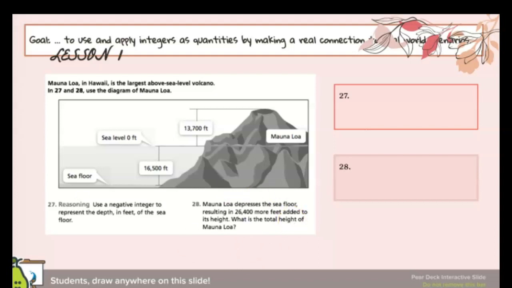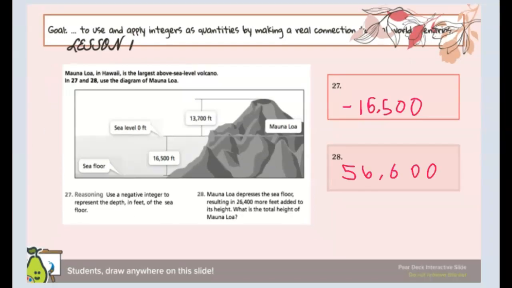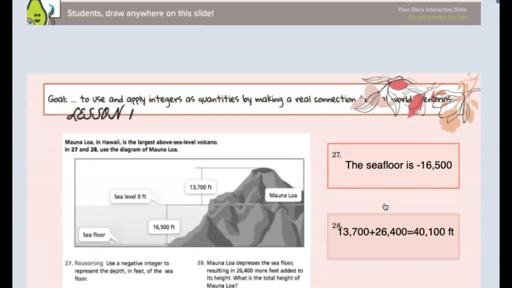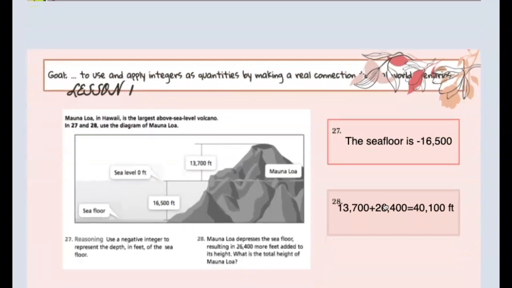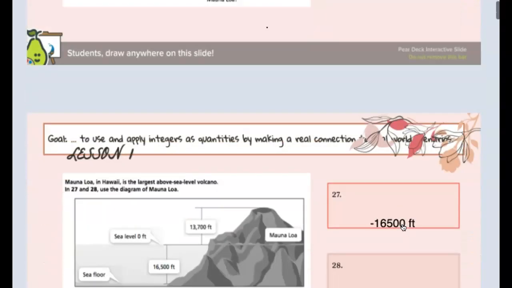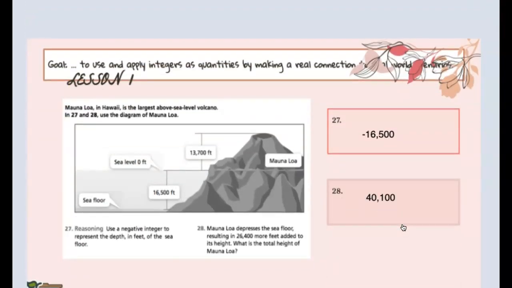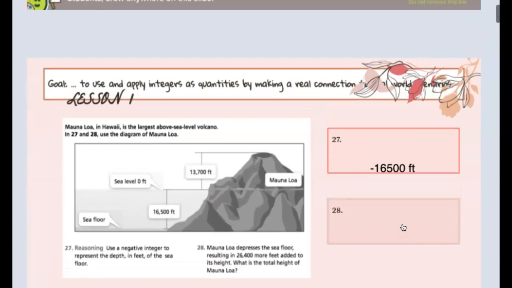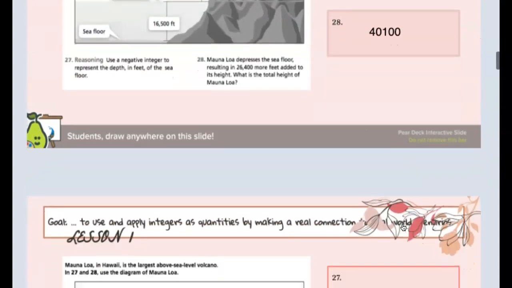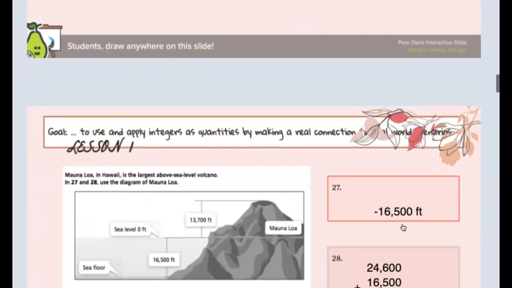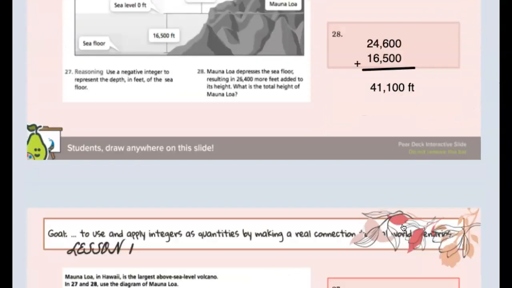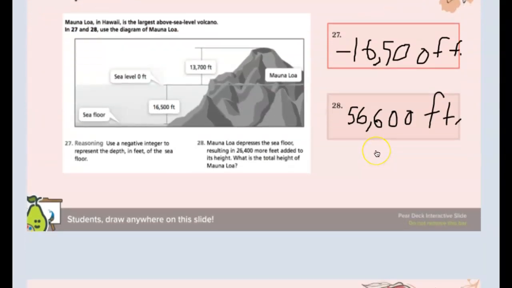Anyone else? Omar? Do you agree with Selena's answer? I didn't hear what Selena said. Selena, what did you say? 41,100 feet. It's so funny because you guys have different answers. Somebody has 40,100. Others got 41,100 feet. Others have 56,600 feet. How come we have two different answers?